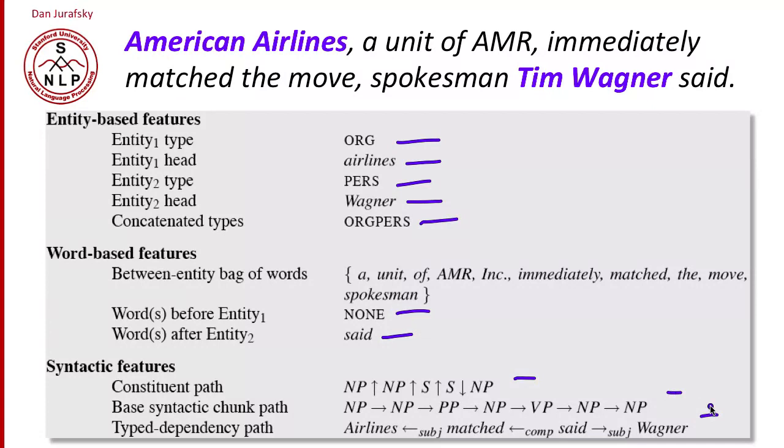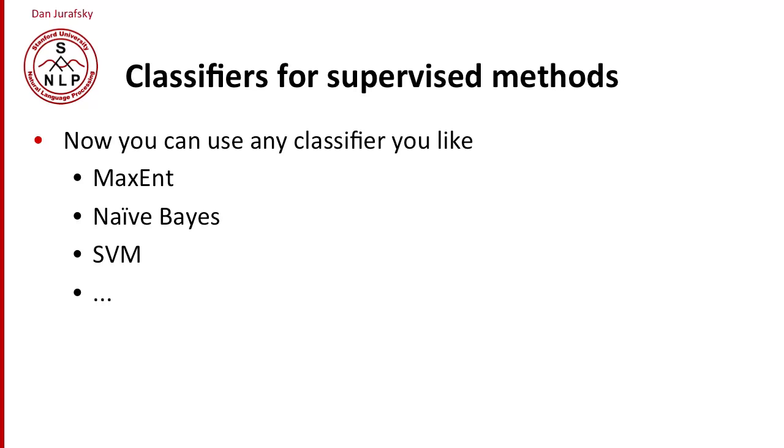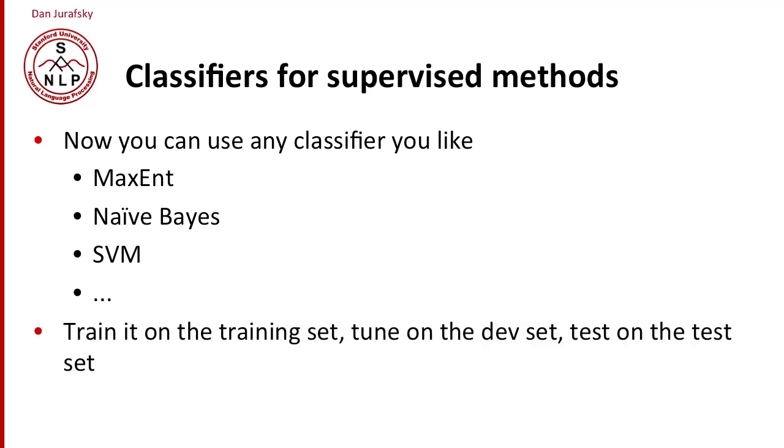And we combine all these features and we extract them from our training set, we extract them from our test set, and we do standard classification. And of course, you can use any classifier you like. We've talked about the Maxent classifier and the naive Bayes classifier. There's other classifiers like SVMs and whatever you like. And in each case, you extract all these features for deciding a relation, train your classifier on the training set, and then you tune any of your hyperparameters on the dev set, and then test on your unseen test set.